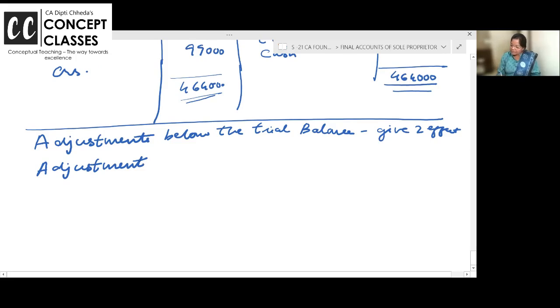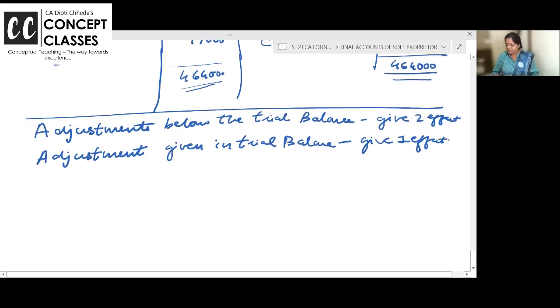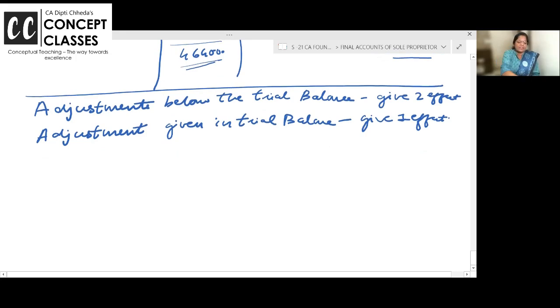Adjustments given in the trial balance, like closing stock. If it is given in the trial balance, that means that entry is already passed. Give 1 effect. Clear? Adjustments below the trial balance, give 2 effects. Adjustments, if given in the trial balance, give 1 effect. Next.